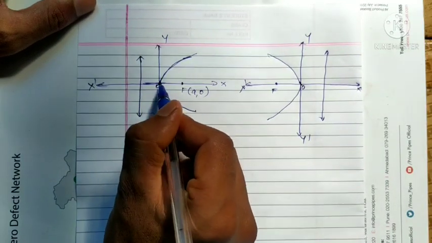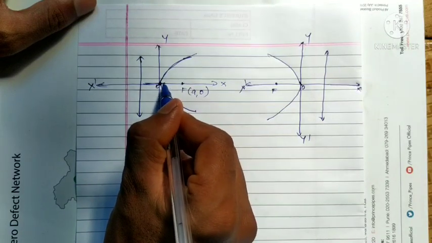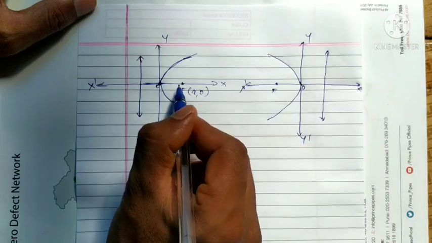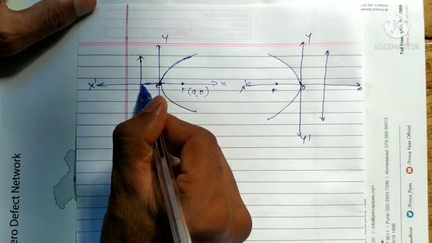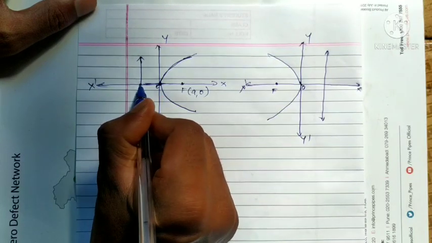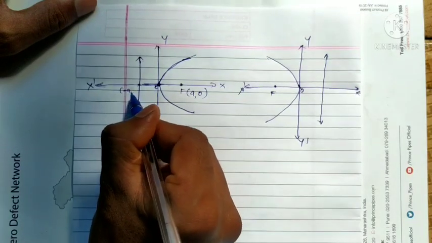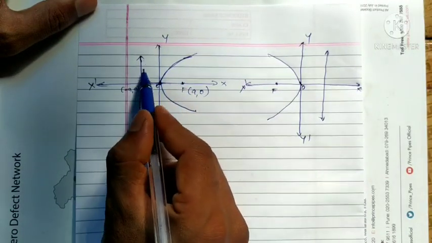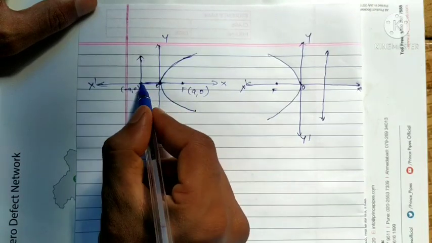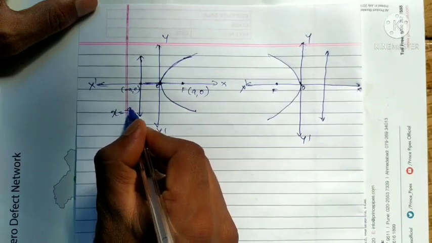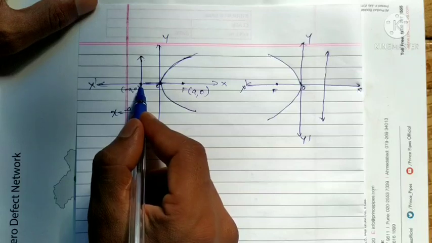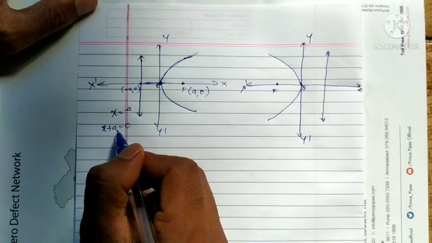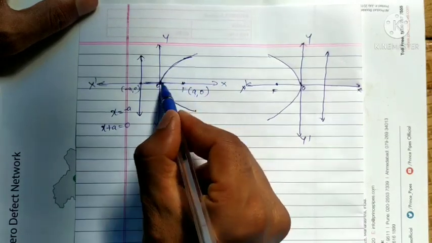By the definition of a parabola, any point on the parabola is equidistant from the fixed point and the fixed line. That means this distance is the same as this distance, so if this is a, then this distance is also a. So the point where the directrix intersects the x-axis is (minus a, 0), and the directrix is a vertical line parallel to the y-axis. Therefore its equation is x equal to minus a, that is the x coordinate of that point of intersection. So the equation of the directrix is x equal to minus a, or x plus a equal to 0, for this case. And the vertex is always (0, 0).